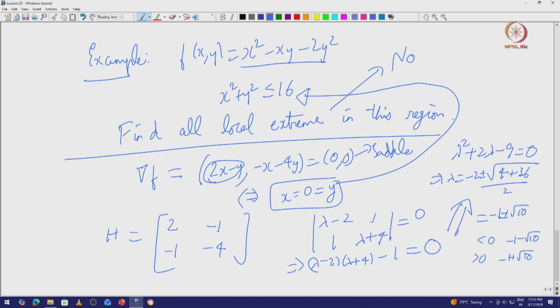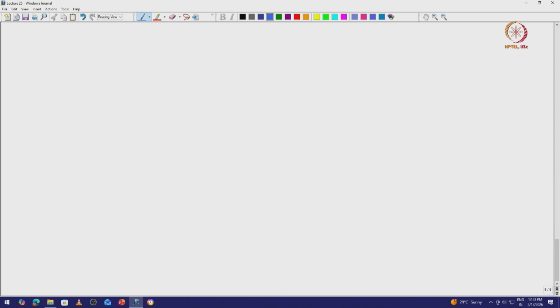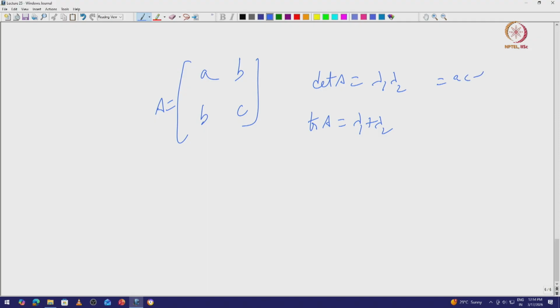But notice a small little point, at least for 2 by 2 matrices this is very easy to prove. If you take a 2 by 2 real matrix, you don't really have to calculate the eigenvalues. What's the determinant of this matrix? The determinant of this matrix is the product of eigenvalues, right? And if you take the trace of the matrix, the trace is the sum of the eigenvalues. The determinant is AC - B², the trace is A + C.